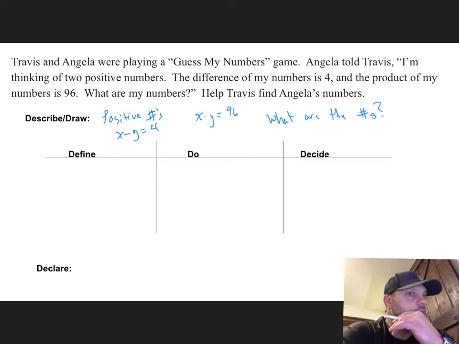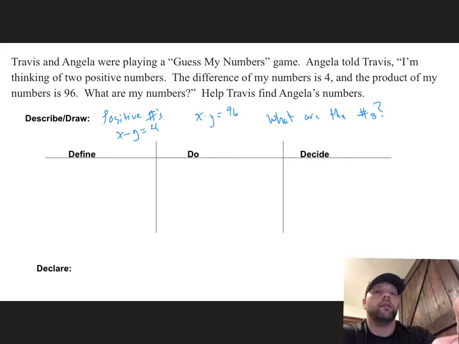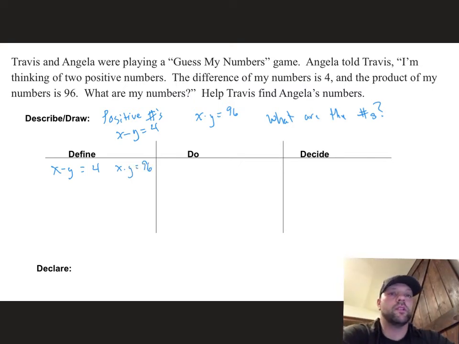All right, so now in the define, there's not really any details to help give me x and y other than x minus y is going to equal 4, and x times y is going to equal 96. So this is a problem where you could use that guess and check method. For me, when I get to the do, I'm actually going to list my factors of 96, because if I list my factors of 96, that's going to give me somewhere to work with the x minus y.